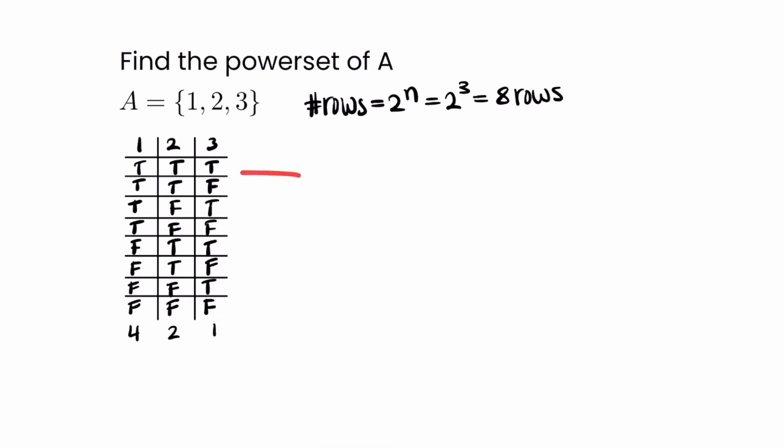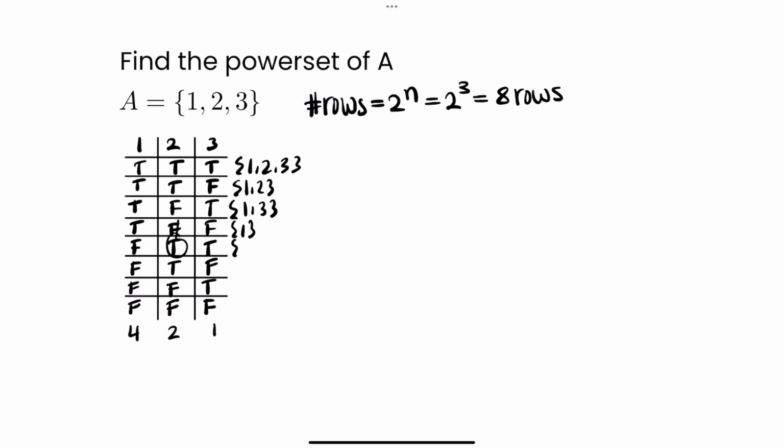Now for every row, you're going to have a set, and you're only going to put the members in the set if that member has a true in that row. So in this first row, all of the members have a true. So you're going to include all members in that set. For the second row, only 1 and 2 have a true, so you're only going to include 1 and 2. For the third row, only 1 and 3 have a true, so you're only going to include 1 and 3. For the fourth row, only 1 has a true, so you're only going to include 1.